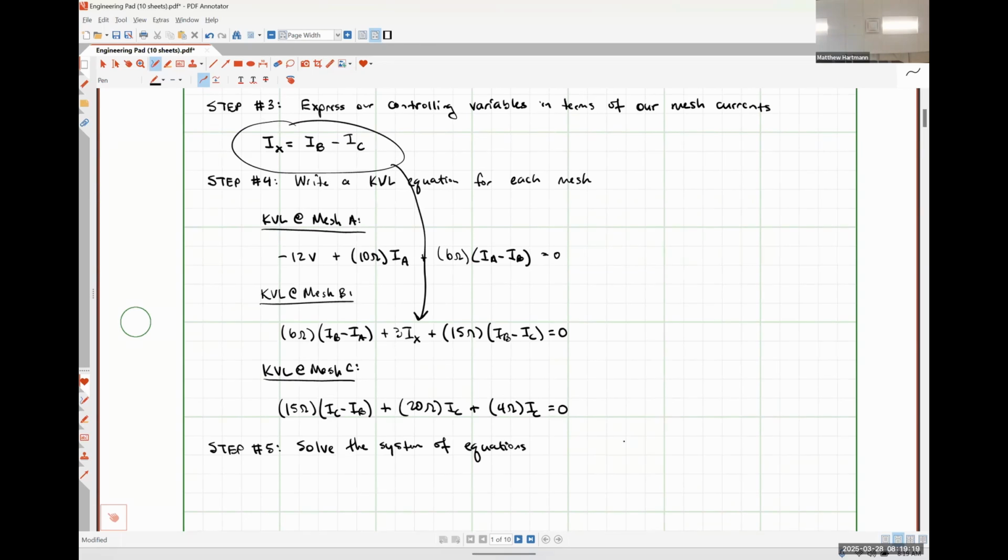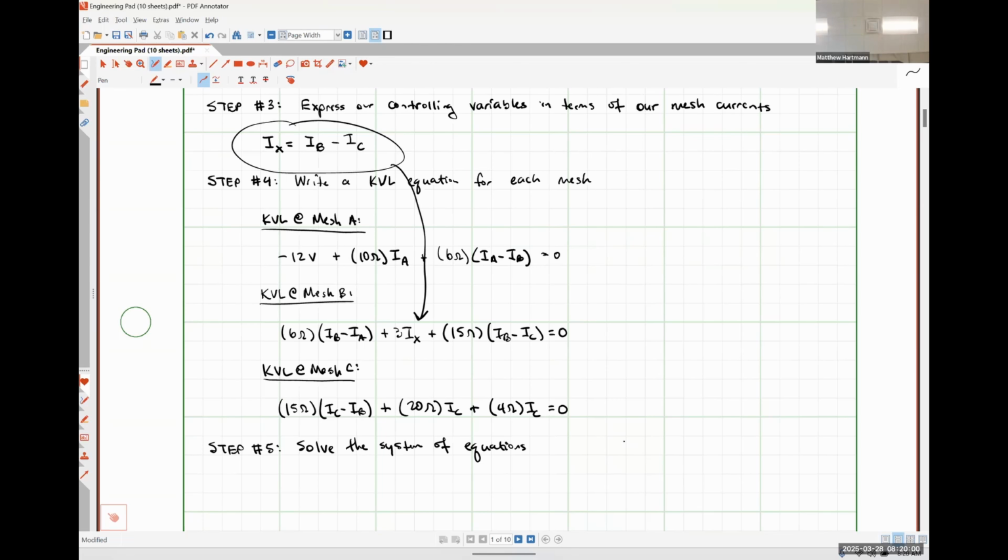In my second equation, my coefficient for IA is -6. My coefficient for IB is going to be 6 from that leftmost term, 3 from the middle term, and 15 from the right term, right? Since 3IX is the same as 3IB minus 3IC, I have 6, 3, and 15 as my coefficients for IB. My coefficient for IC is going to be -3 minus 15. And my constant term is going to be 0.